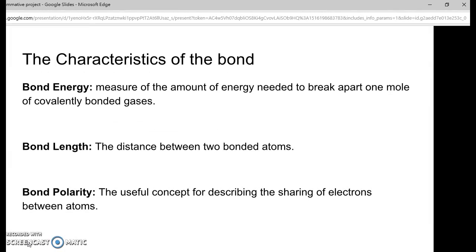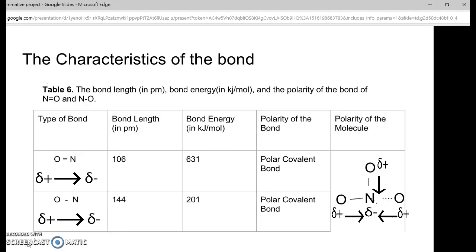While analyzing the bond, we can classify it into bond energy, bond length, and bond polarity. Bond length is the distance between two bonded atoms. Bond energy is the measure of the amount of energy needed to break apart 1 mole of covalent bonds in gases. Last but not least, bond polarity is used to describe the sharing of electrons between atoms.